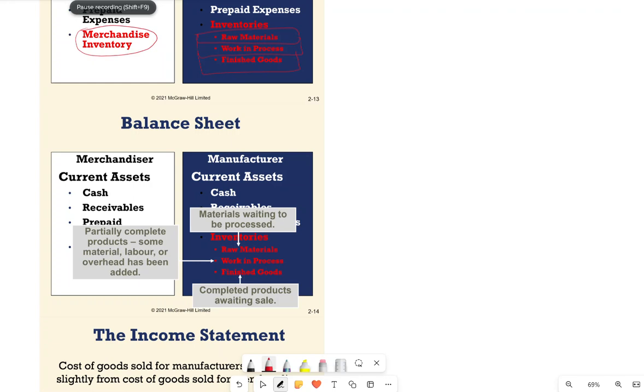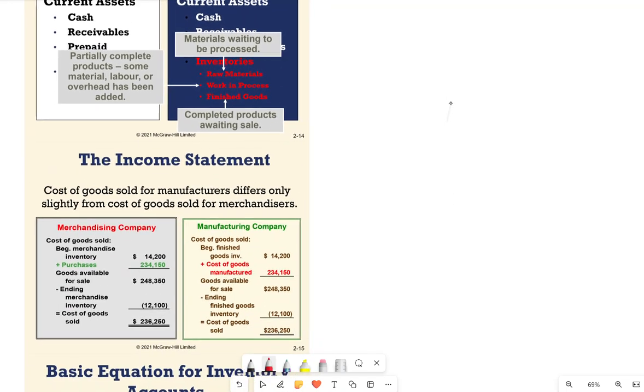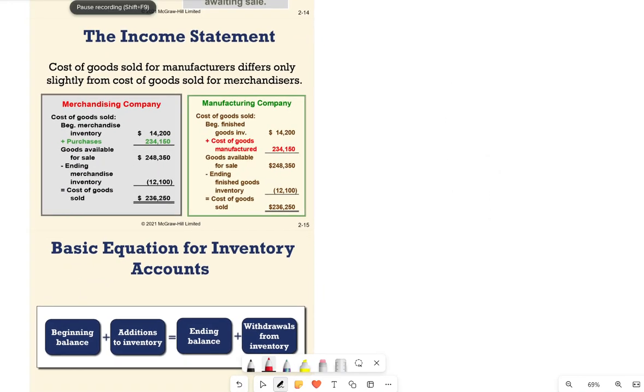Now going further, this is what each one depends on. This is raw material waiting to be processed. Work in process is partially complete, and some labor, some material, and some overhead is put in. The next one is complete. Once it's completed, it's moved to the finished goods inventory, and from the finished goods inventory it is sold to the outside public. If there's a difference in the balance sheet, there's going to be a difference in the income statement. You have seen it.